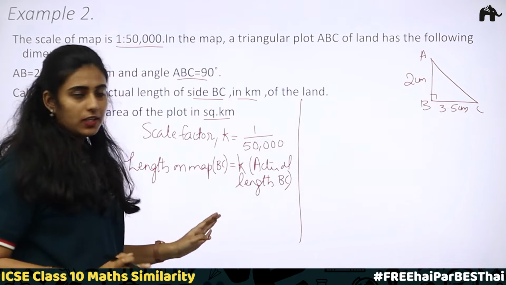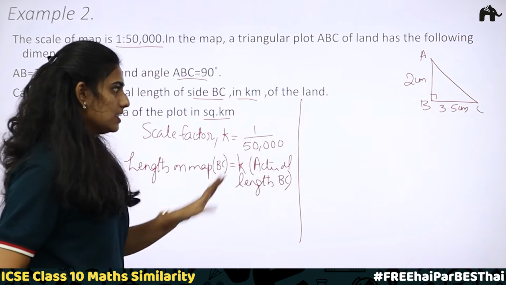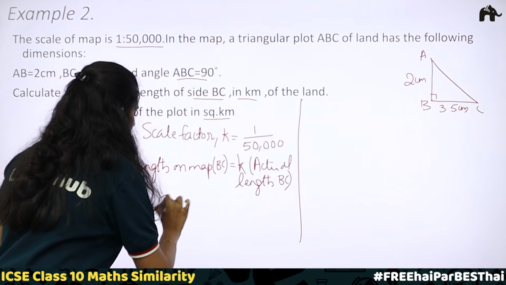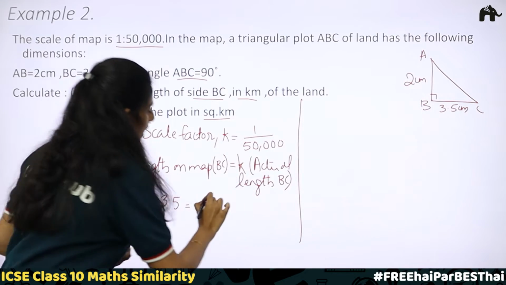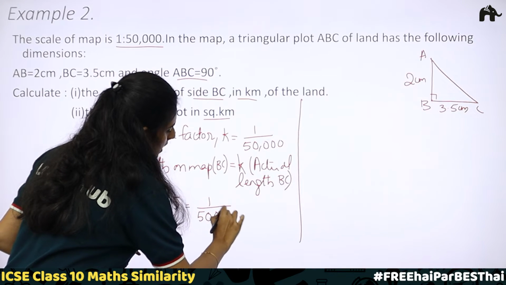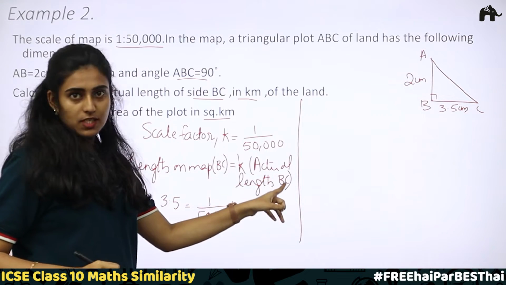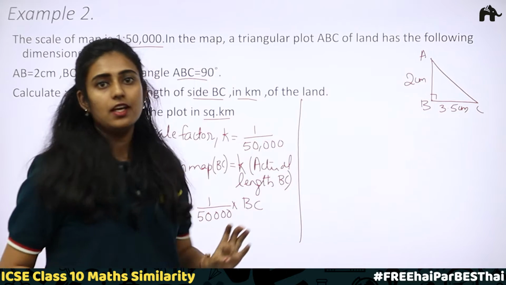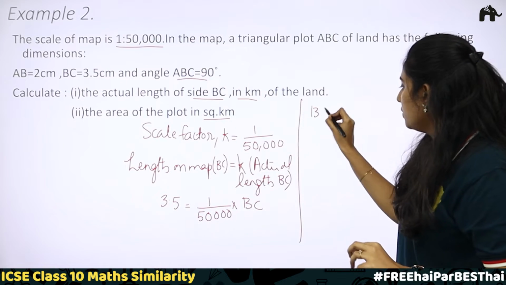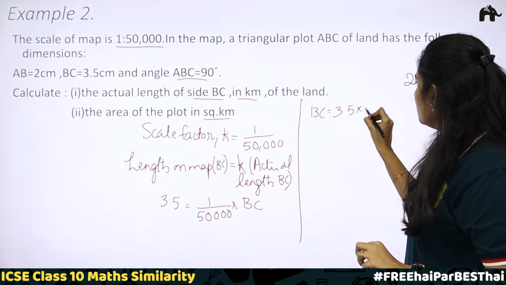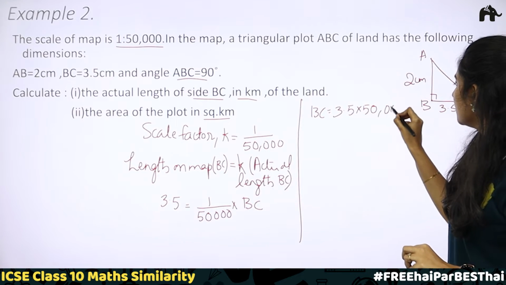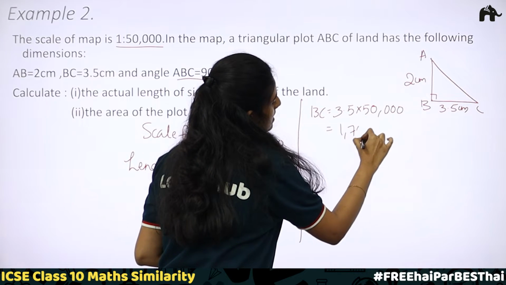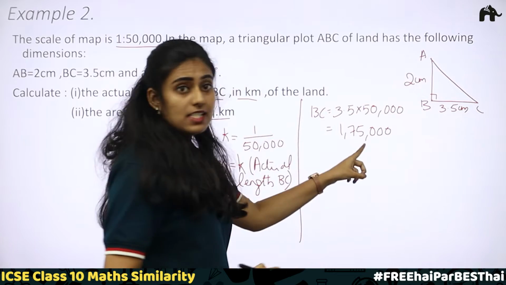Yes, we have a formula. Length on map will be equal to scale factor into the actual length BC. Here, length on the map is given, which is 3.5 cm. 3.5 is equal to K, which is 1/50,000, into actual length BC. This is what we have to find. We'll put it as BC. Now, what is BC then? BC will be equal to 3.5 into 50,000, which gives 1,75,000. This is in centimeters.